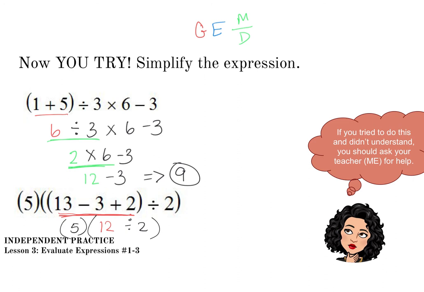Okay. Notice how this 5 that's in parentheses, because it's just a number by itself in parentheses, this does not mean grouping, this means multiplication. So I have to do the 12 divided by 2 next. So 12 divided by 2 is going to be 6, and then we're going to multiply 5 times 6, which is 30.